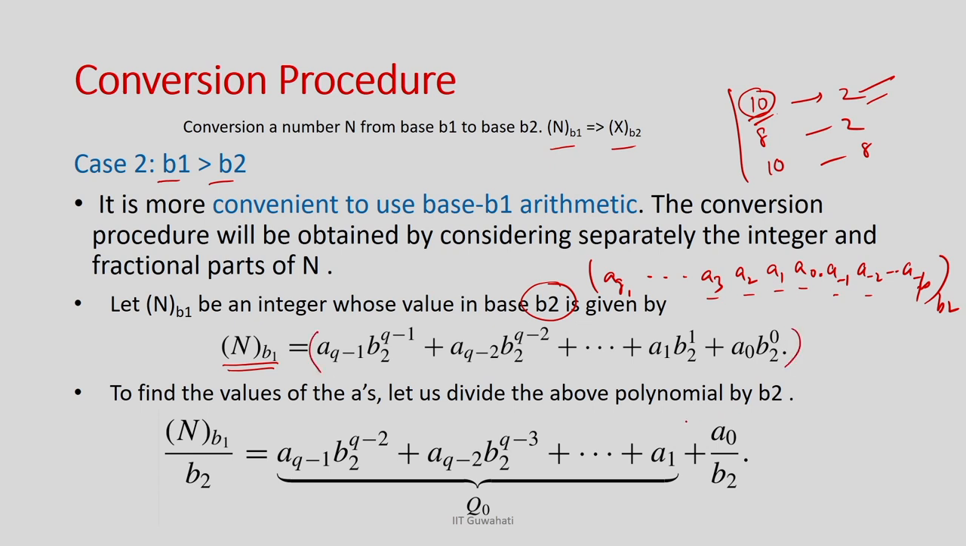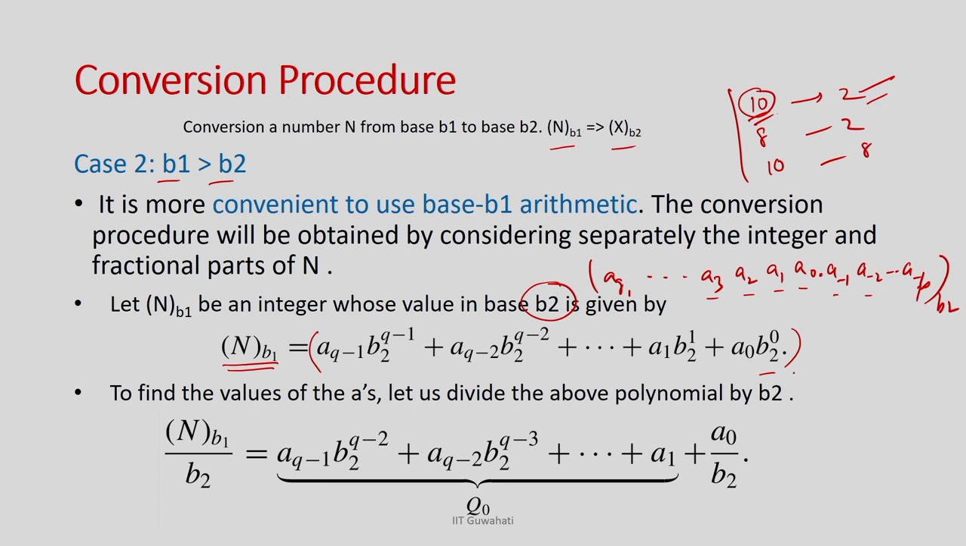So, I have to just multiply with the B2 arithmetic, because this value is in B2 base. So, I will just multiply with B2^0, B2^1 and so on. This is only the integer part I am talking about. The fraction part I will take care of later.